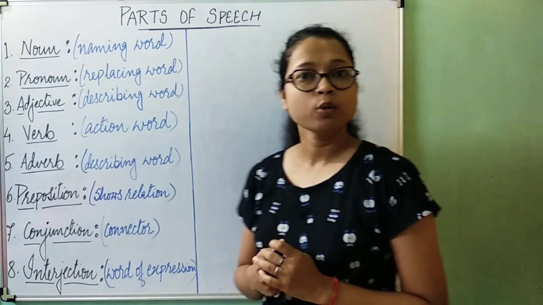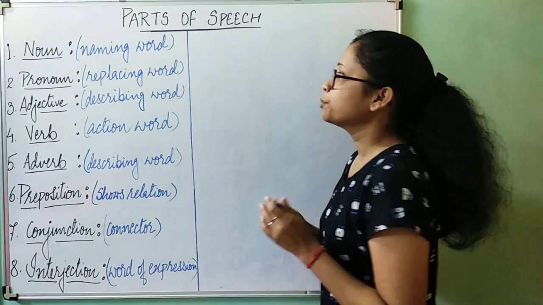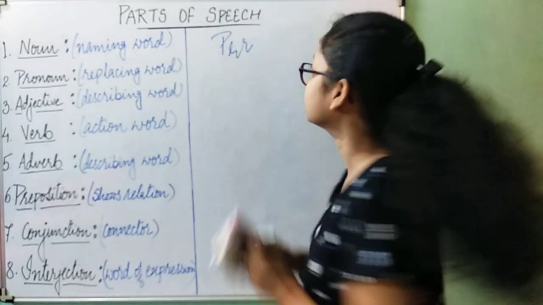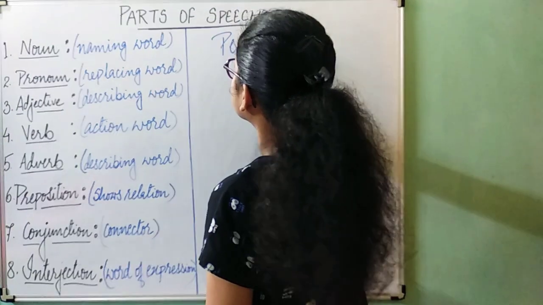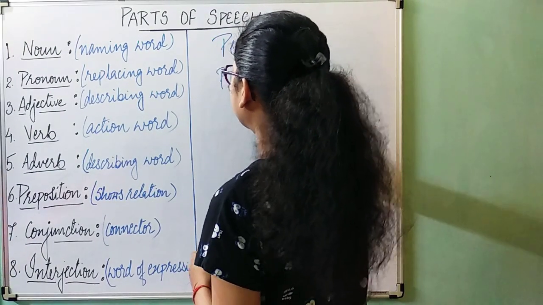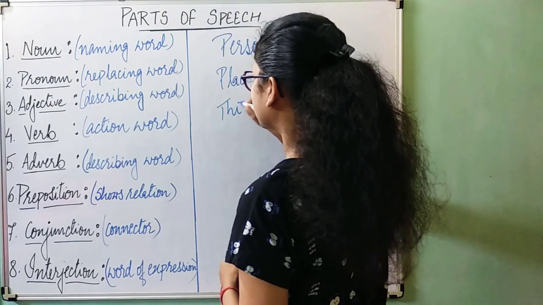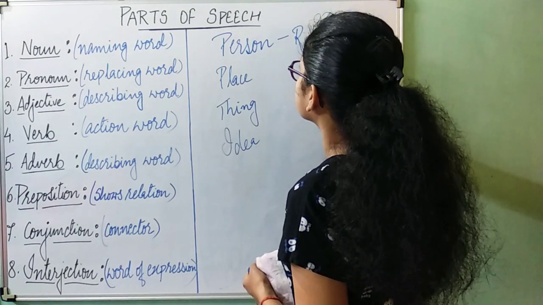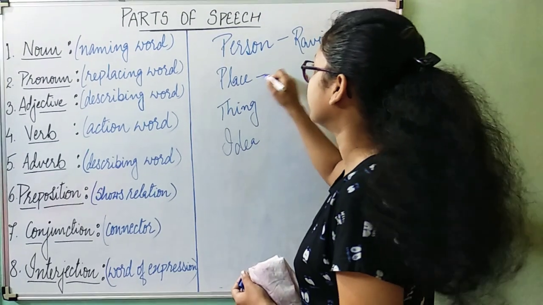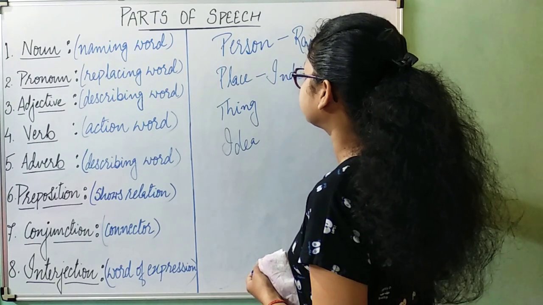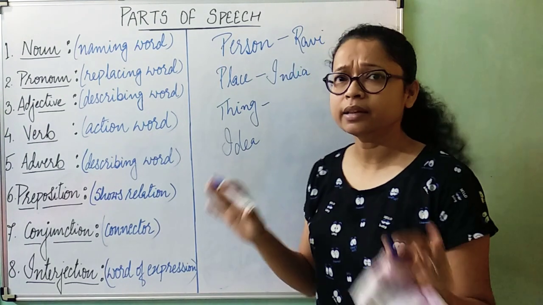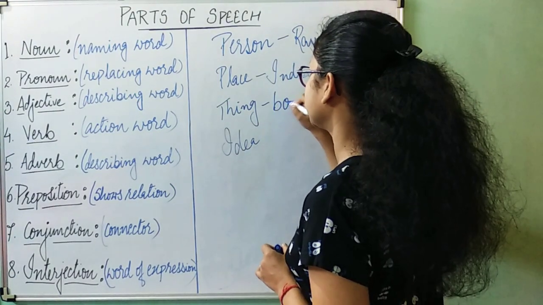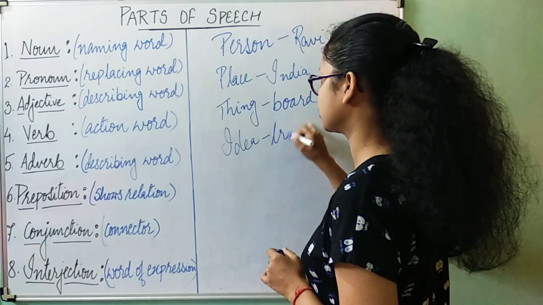Okay, so what are nouns? Nouns are naming words. So basically they are the name of a person, place, thing or idea. Okay, so let's take examples. Name of a person can be Ravi, place India. Thing can be anything that is a non-living thing. Herein we can take an example of board, idea, truth.